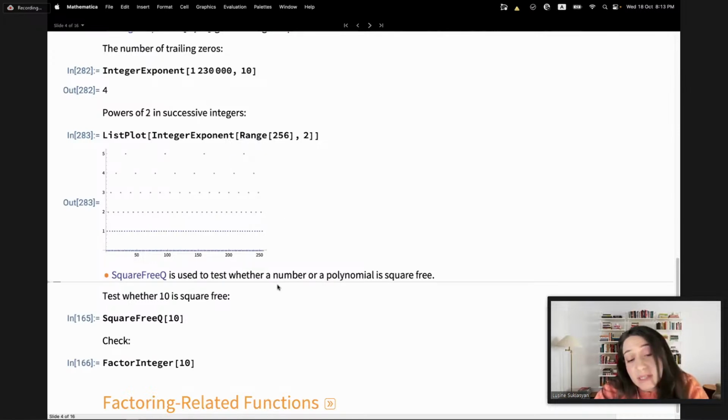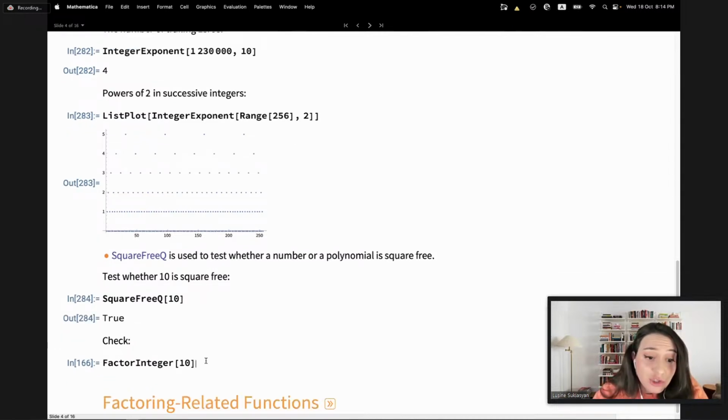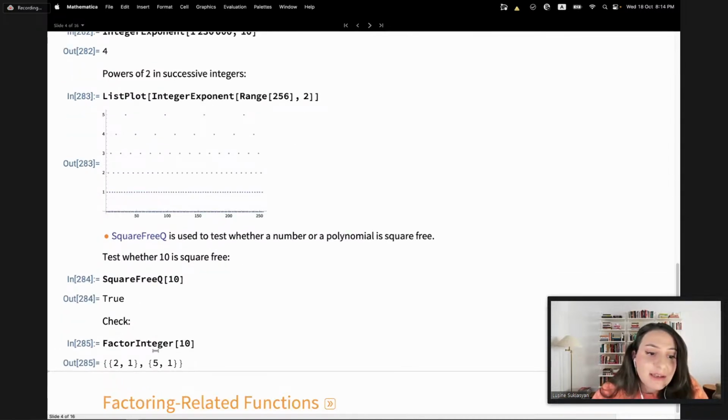The next function I want to talk about is SquareFreeQ, which is used to test whether a number or a polynomial is square-free. For example, we can test that 10 is a square-free number, and we can check by doing this, because you see it just equals 2 to the power of 1 times 5 to the power of 1. There are no squares here.